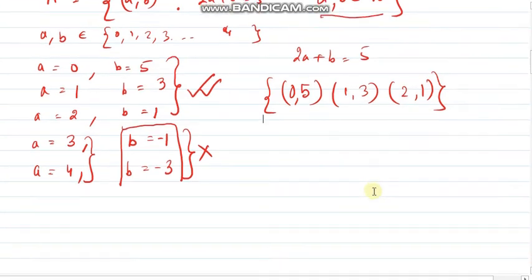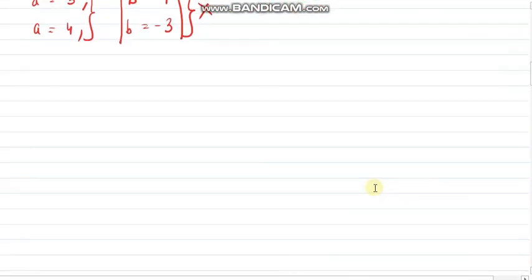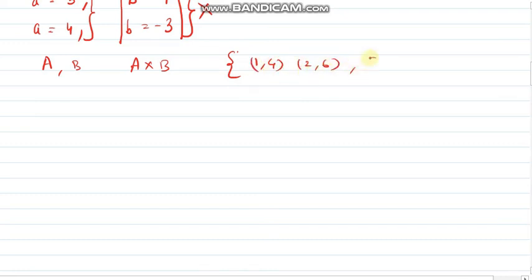Is it fine? So another question. Suppose we have two sets A and B, and in A cross B, a couple of elements I'm going to tell you. Not all the elements, please be very careful. A couple of elements are (1, 4), (2, 6) and (3, 6). There can be many more elements. So three elements I have already mentioned.